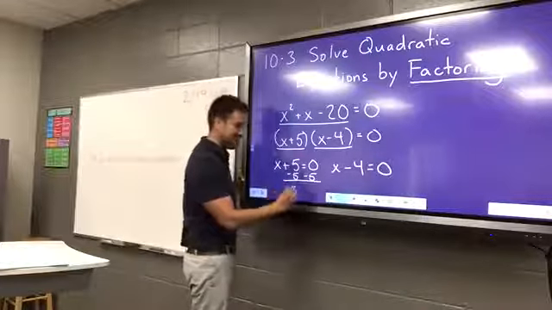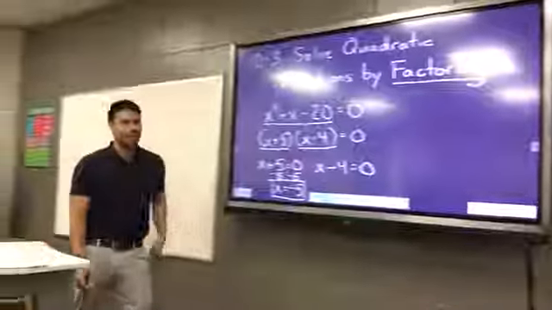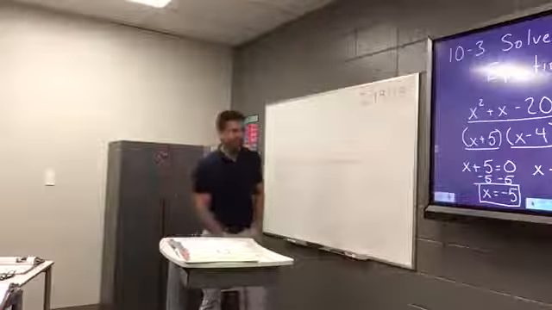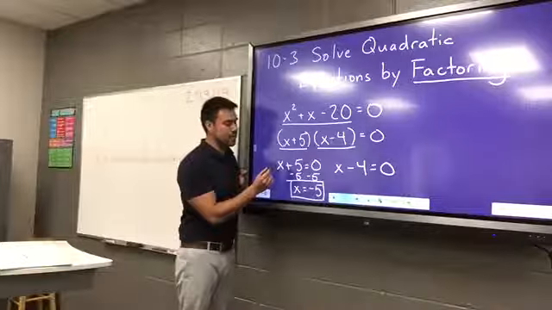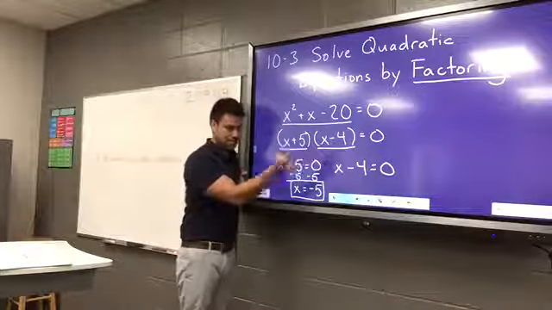Okay. Some of you are giving me some weird looks like I've never seen this in my life. You've seen it now for 4 years. If x equals negative 5, what's negative 5 plus 5? 0. Thank you.